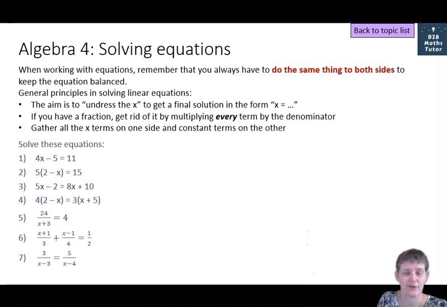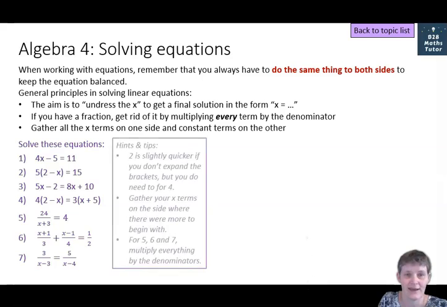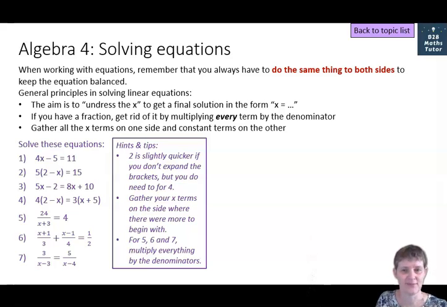Okay, some for you to have a go at and some hints in the box that might help you with them. Pause the video and come back when you're ready to go through the answers. Okay, answers then. I'm going to just reveal the answers and then I will go through each of the equations in turn. So if you don't feel the need to go through any of them, then you can skip to the end of the video once you've got the answers.